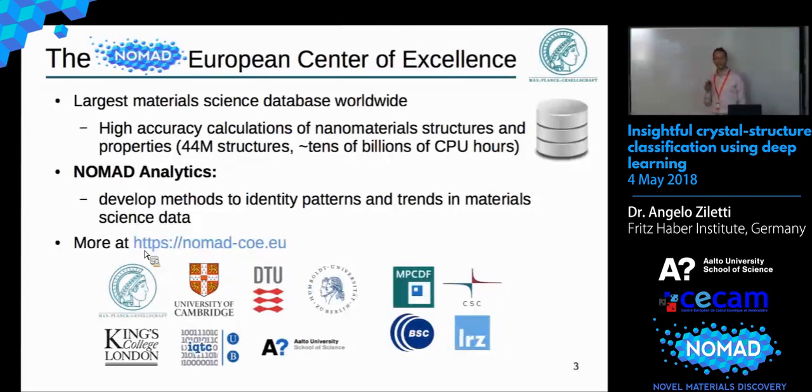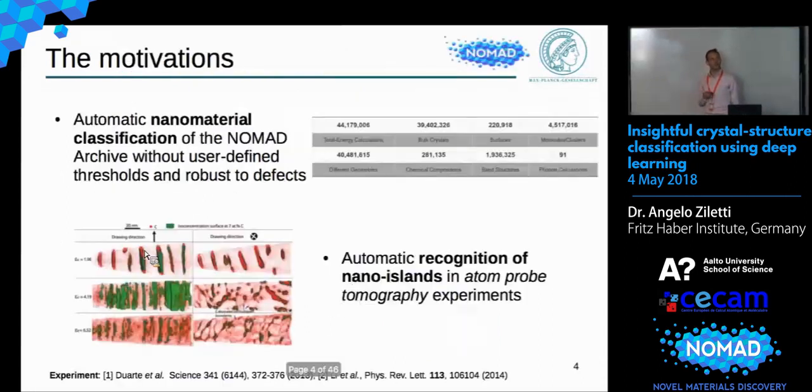But anyway, this is one motivation: we want to automatically classify crystal structure in the NOMAD archive. And we want to do it in a way that is robust with respect to defects, and without using any user-defined threshold, because if you have 44 million calculations, there's no threshold that works for all of them. And the other one is the experimental motivation.